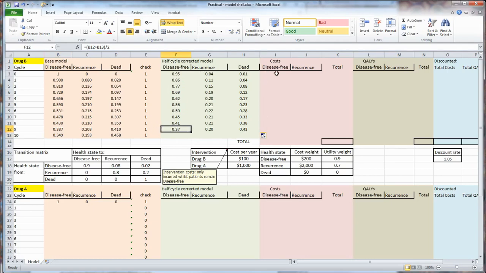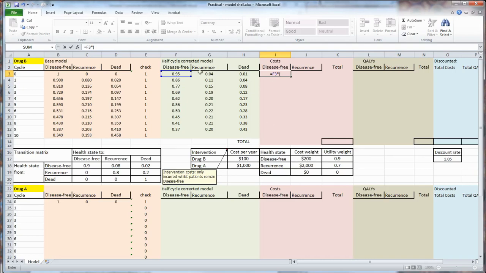So we've got our proportions. Now we've got the relatively straightforward process of multiplying the proportions in each state by the relevant cost weights. So the workbook tells us that people who are disease-free and assigned to drug B are receiving the costs of drug B plus these additional costs of just being in the disease-free state, which may be monitoring or surveillance costs over each year that they remain disease-free. So we have to combine the cost of the drug and the cost of the surveillance.